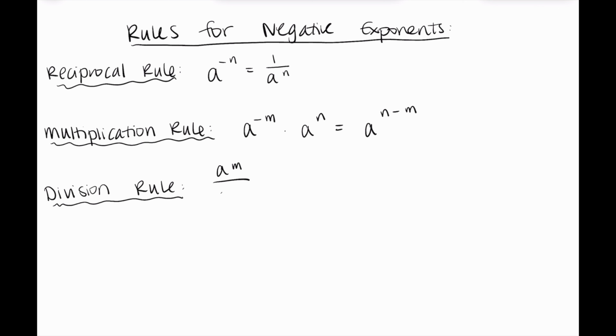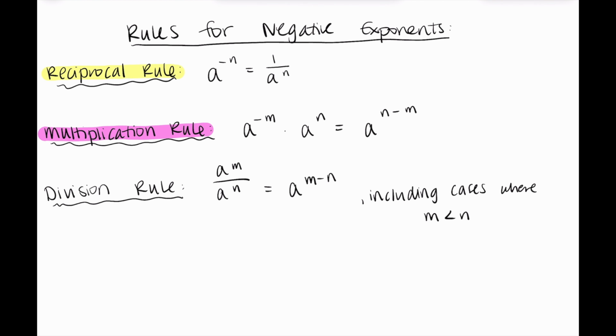And now for our division rule, if we had a to the m divided by a to the n, what would we do with the exponents? Well, since they have the same base, we would take the exponent of the top and subtract it from the exponent on the bottom. So it would be a to the m minus n. And a quick note for this one is that the division rule includes cases where m is less than n. So even if the exponent of our numerator is less than the denominator, we will still subtract.